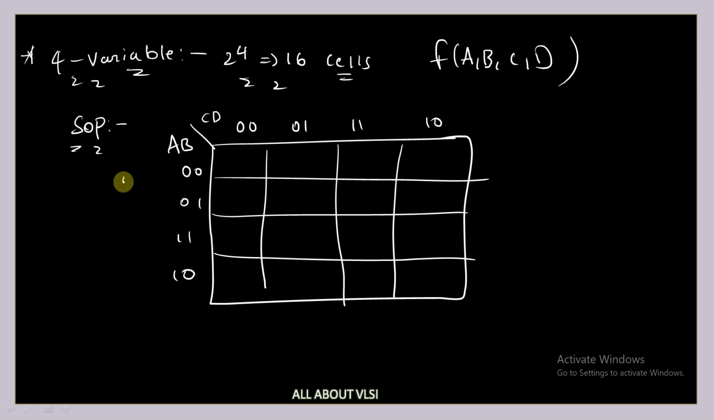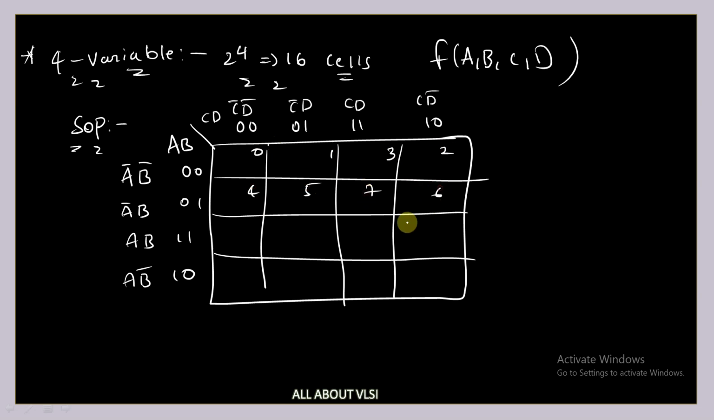So this will be A bar B bar, A bar B, AB, and A B bar, and this is C bar D bar, C bar D, CD, and CD bar. And coming to the numbering, this is 0 1 3 2 4 5 7 6, and here we are not going to write 8. Here we are going to write 8 9 11 10 12 13 15 14, since for the adjacency we are writing the numbers like this. So this is how we are going to use this four variable schema. This is for the SOP form of representation.